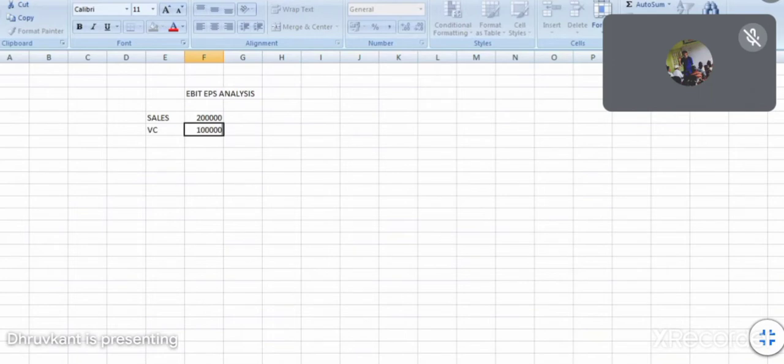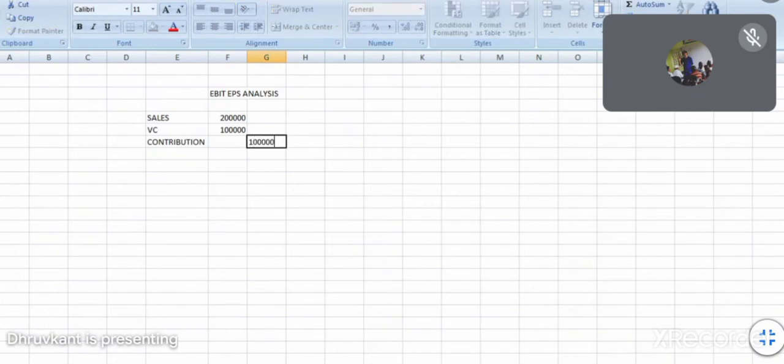Now after deducting variable cost from the sales, the value that comes is called contribution, and this is 1 lakh. Then we have to deduct fixed cost. Fixed cost remains the same without any level of sale. Suppose it is 20,000. Fixed cost, like rent, we have to pay. Rent has no relation with the sales or service.